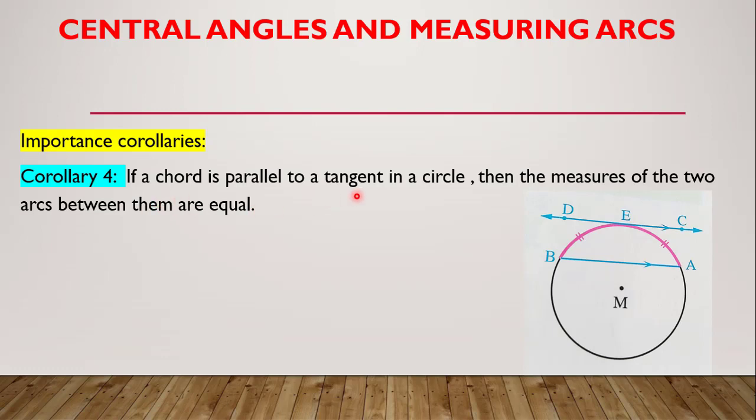If a chord is parallel to a tangent, here we have a tangent DC, this is a tangent, and we draw a chord parallel to this tangent, then the measures of the two arcs between them are equal. The arc EB equals in length and measure the arc EA, because this tangent is parallel to this chord.